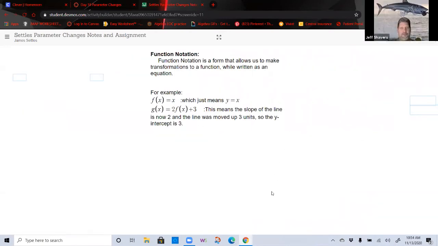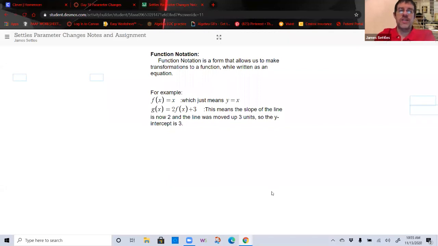These are just notes. So it's just saying something that we should know pretty good, at least the first part, that f of x is the same thing as y. So when you see f of x equals x, that's just y equals x.